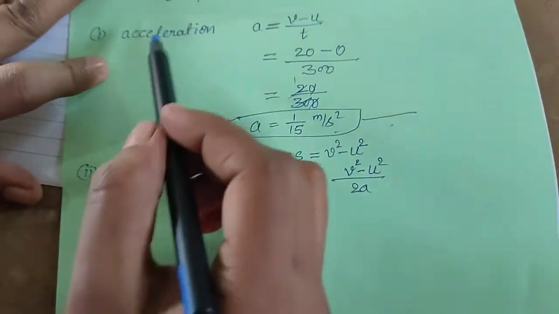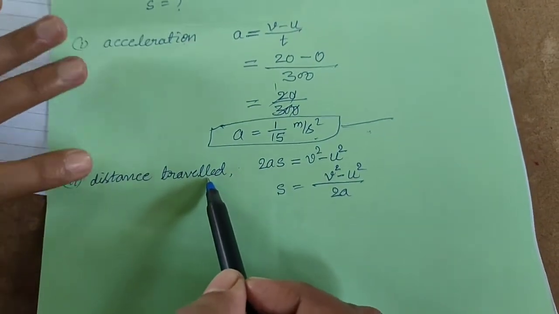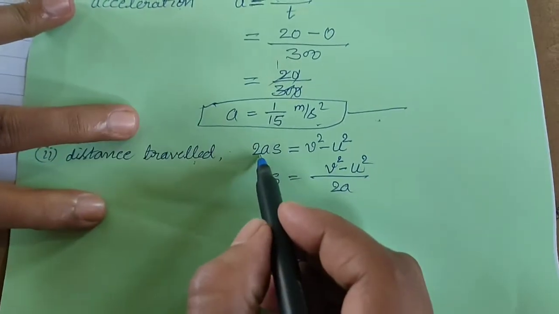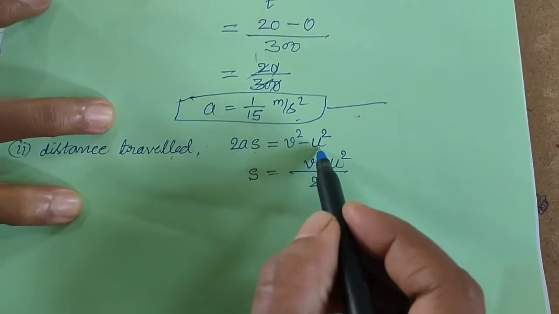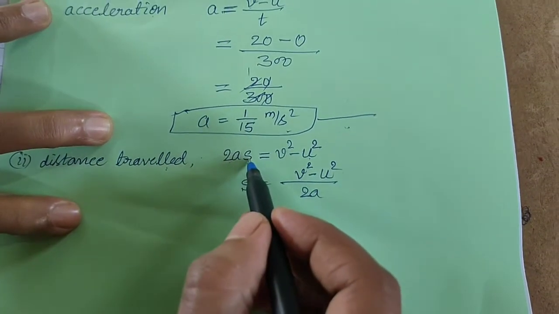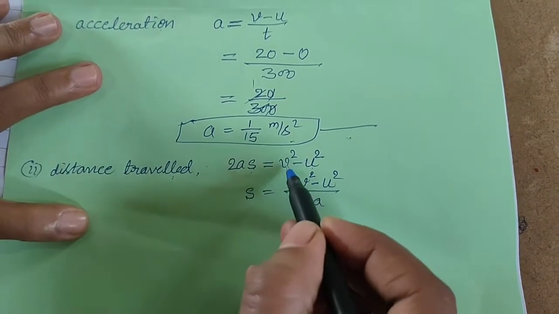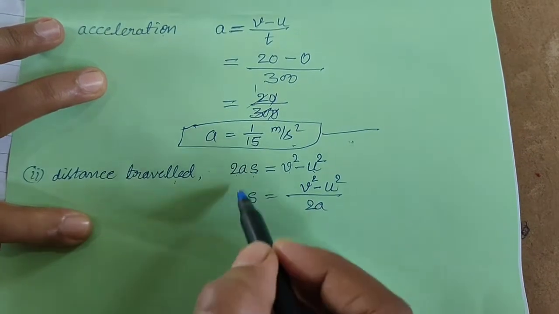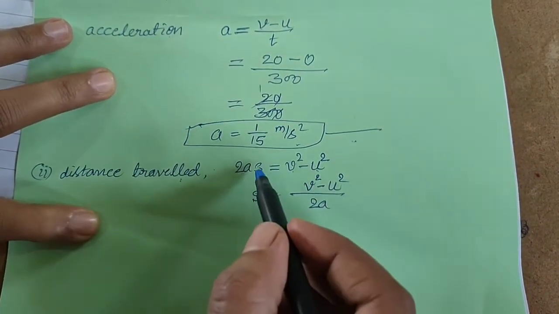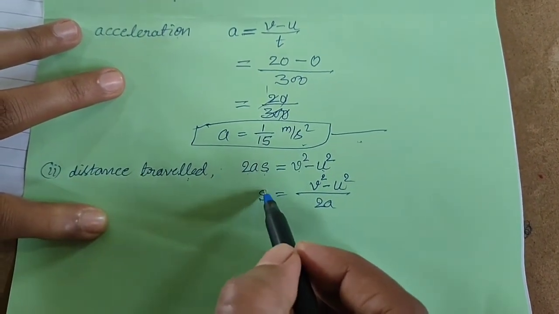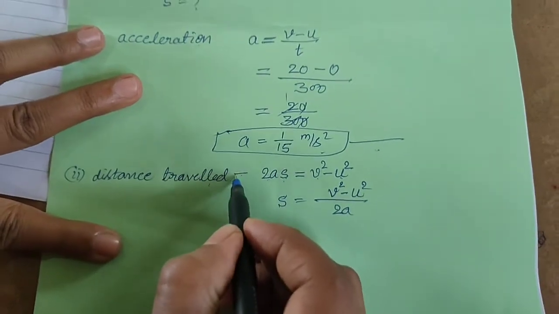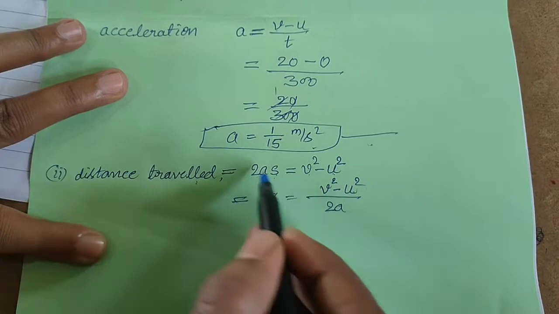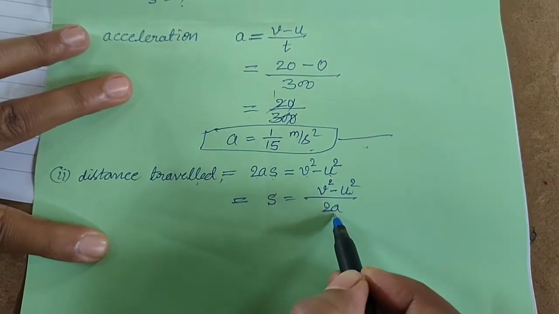Next is the distance travelled. We can use this formula: 2as equal to v square minus u square. Here s is the distance travelled, v is the final velocity, u is the initial velocity. I rearrange this equation because I want to find s, the distance travelled. So s equal to v square minus u square, and this 2a comes to the denominator.